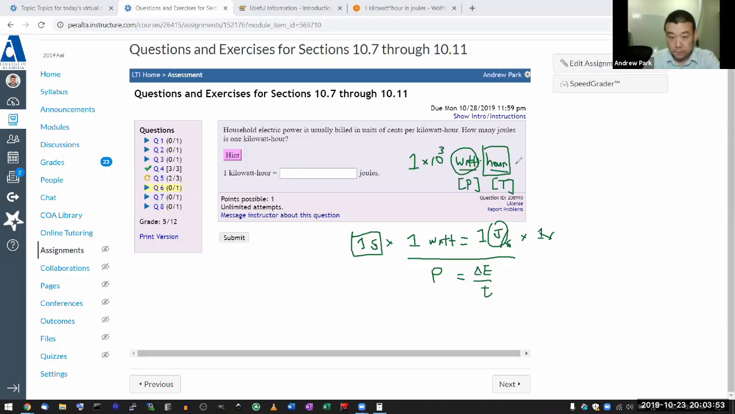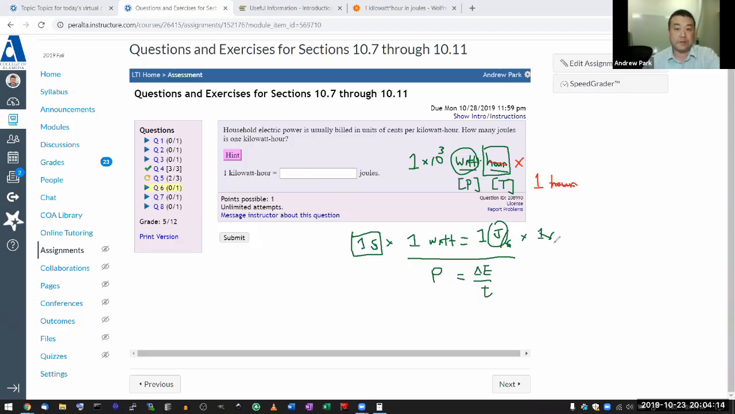So this is how you convert units. Once again, you multiply by a factor of 1. So here, my factor of 1 looks like this. On the denominator, I want hour, so let me put 1 hour. This is so that hours will cancel out.